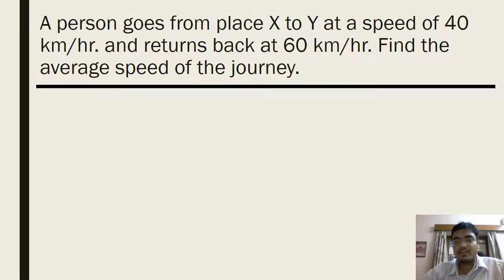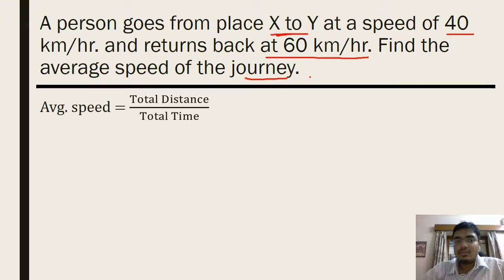So let us have a look at a question which is based on average speed. So I've taken a similar question. A person goes from place X to Y at a speed of 40 kilometers an hour and returns back at 60 kilometers an hour. Find the average speed of the journey. So what is the formula for average speed? Total distance upon total time.